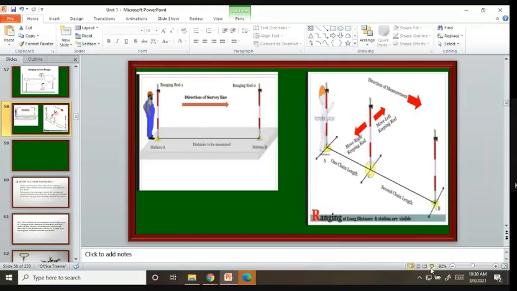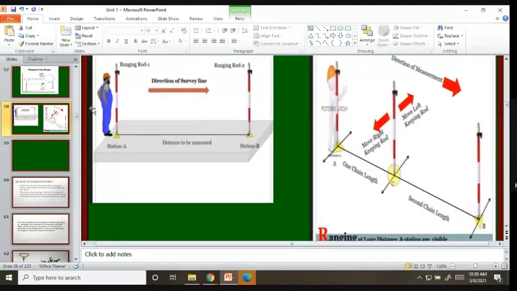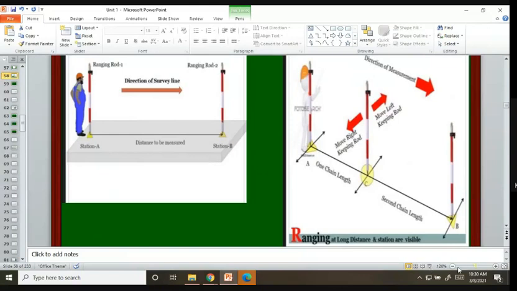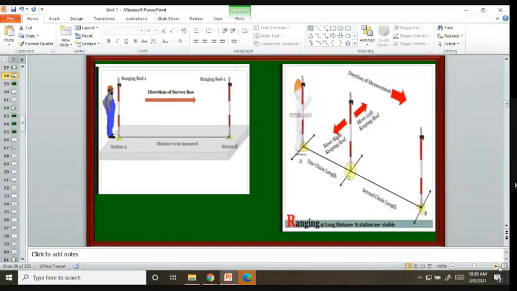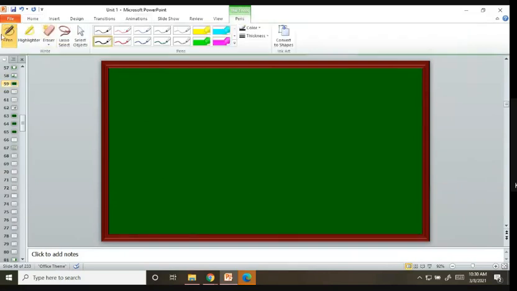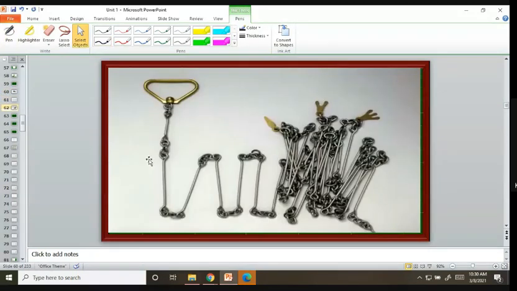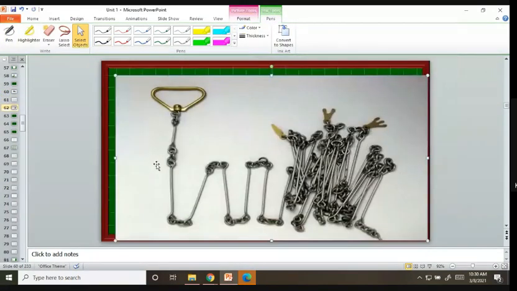I want to ask you one thing. Do you believe that I should continue in English only, or do you want me to use Marathi as well as Hindi in between? Everybody is comfortable with English and Hindi. Okay, in the next class we will see what is chain surveying.